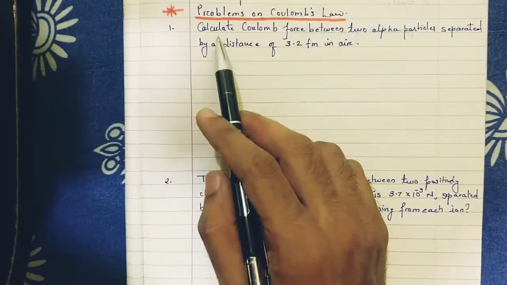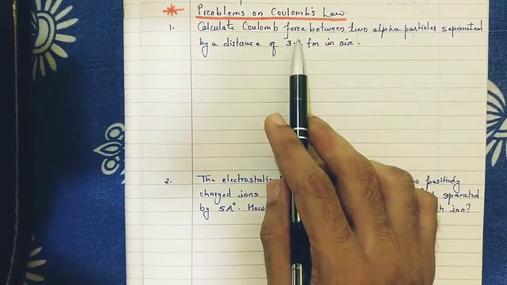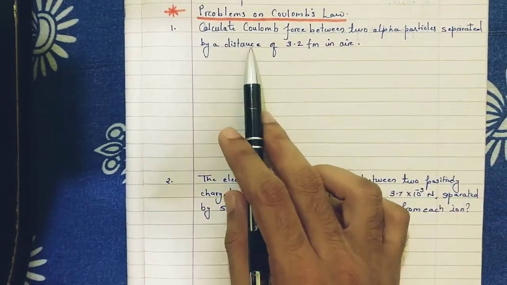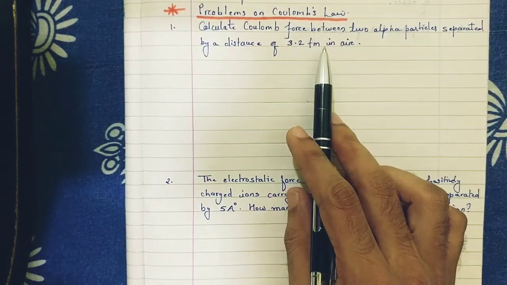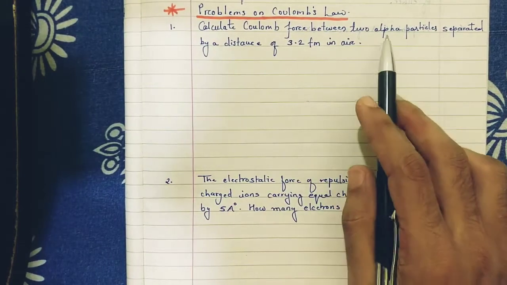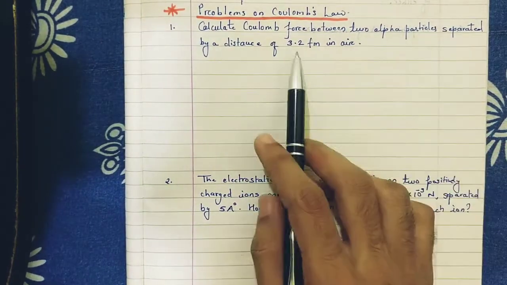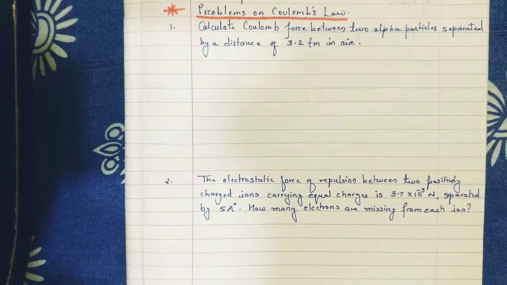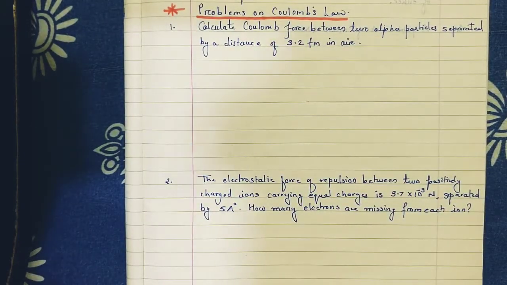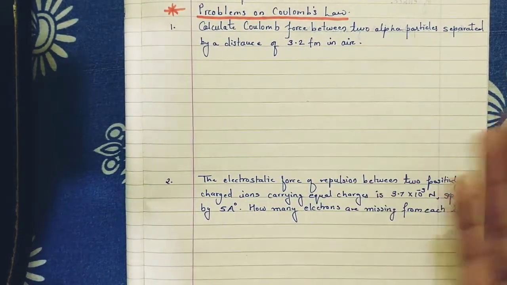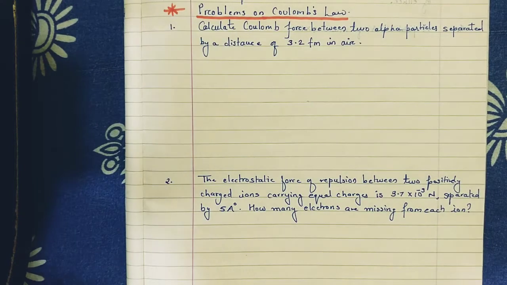In the first question we have to calculate Coulomb's force between two alpha particles separated by a distance of 3.2 femtometer in air. So basically the two charges are alpha particles, separated by a given distance, and we need to find the force between them. Since both are alpha particles, they are positively charged, like particles, so the force will be the force of repulsion between them.